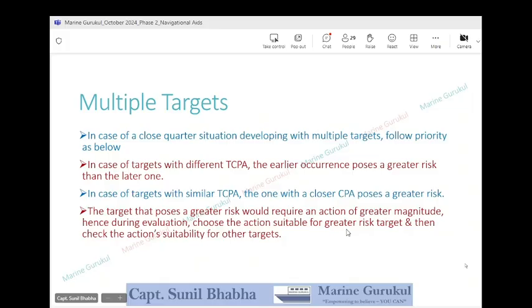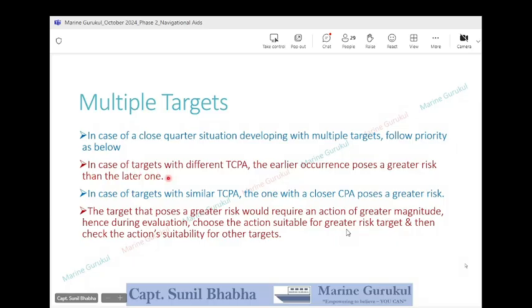Now, when we are having multiple targets, more than one target, the main doubt which arises is that our action should be based on which of the three targets, or which of the two targets. So for that, in case of a close quarter situation developing with multiple targets, we follow the priority like this.